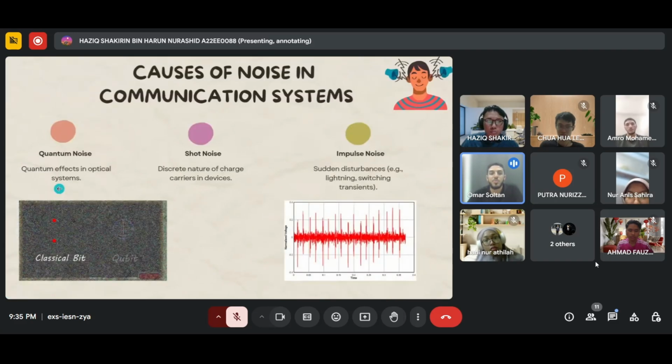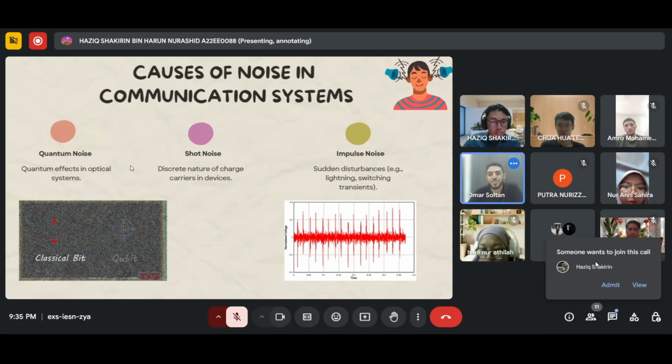Next, we move to quantum noise. In systems that use light, like fiber optics, we have quantum noise. This happens because light is made up of tiny particles called photons, and they don't always behave perfectly. It's like trying to count raindrops in a storm. Some will always be unpredictable. And this is also a picture of quantum noise.